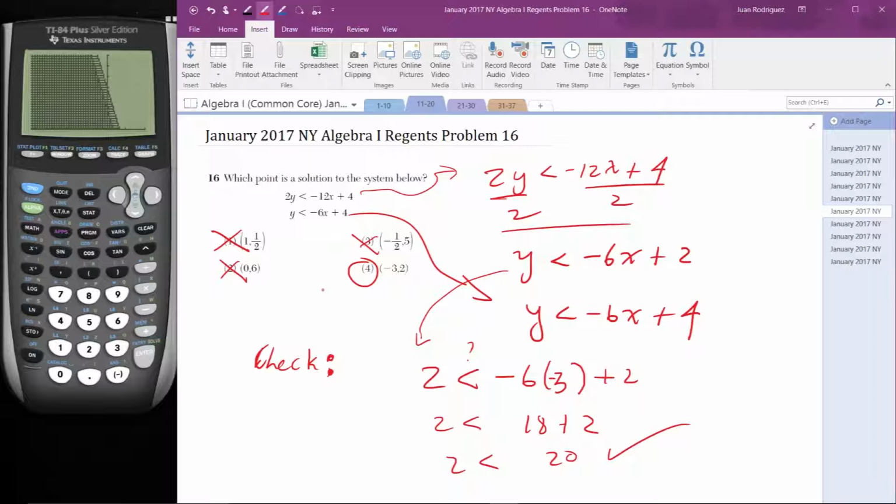And if you don't believe that it's enough to just plug into this one, sure. And you get 2 is less than 22.